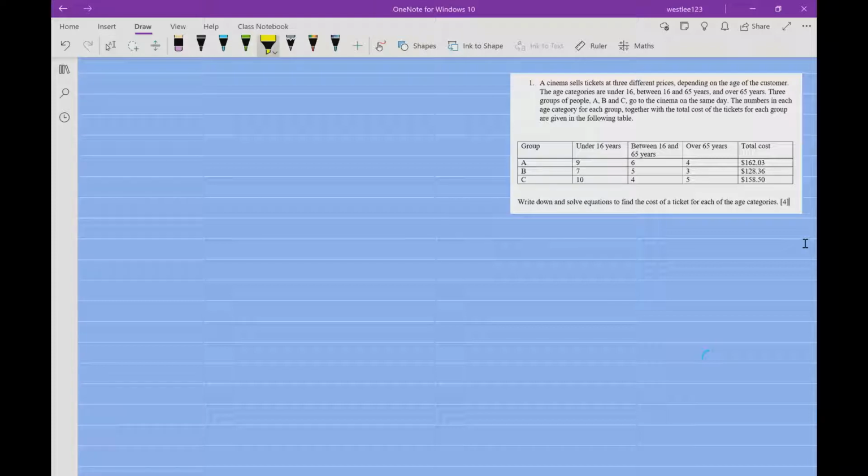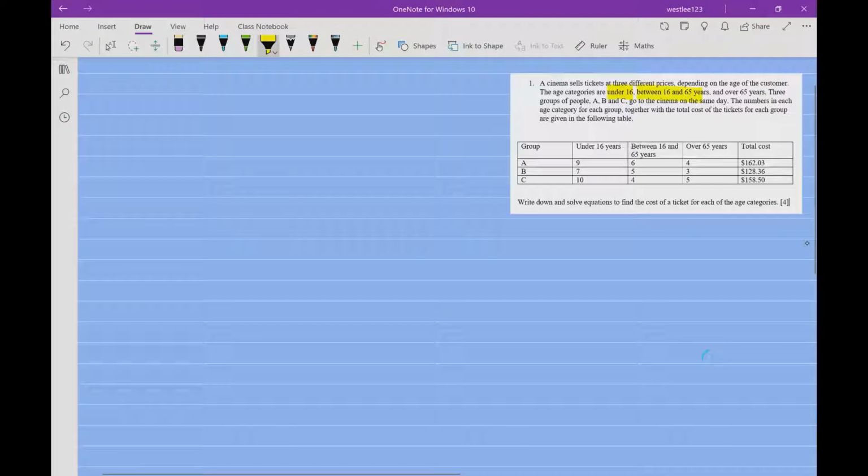A cinema sells tickets at 3 different prices depending on the age of the customer. So the categories are under 16, between 16 to 65, and over 65 years. There are 3 groups of people, A, B, C, who go to the cinema on the same day. And then we are given the following table of information. Write down and solve equations to find the cost of a ticket for each of the age categories, 4 marks.